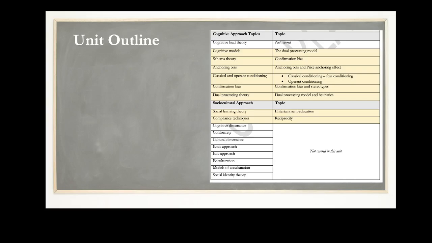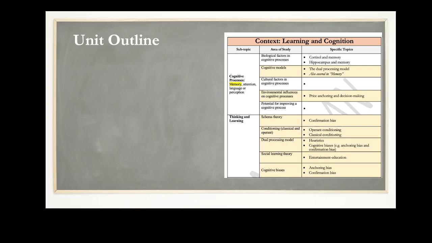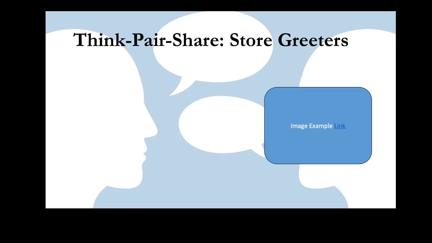But this shows what we're covering in this unit. You can see it pretty much covers the cognitive approach and goes over again schema theory and cognitive models and a couple of social cultural approach topics as well. It also covers the thinking and learning section of the context. So my approach to this course is not to teach the approaches and context separately, but to embed the content approaches into the context.